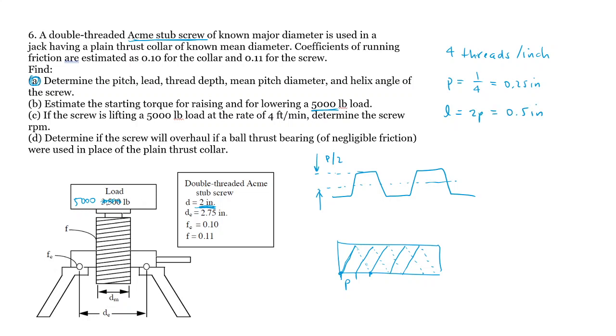And if I want the mean diameter, which is what I'm going to use in my equations, we've done this 1,000 times, it's just the nominal diameter minus P over 2. Sorry, I messed that up. This would be P over 4 on each side. Basically 2 times P over 4, or just this, which would be the 2 minus half of 0.25.